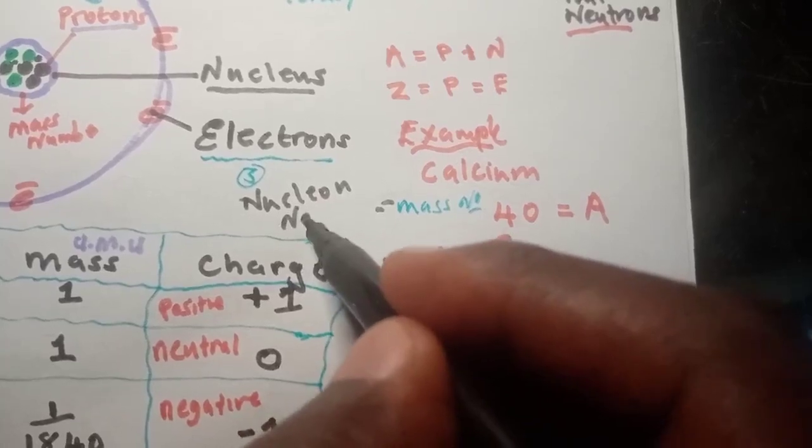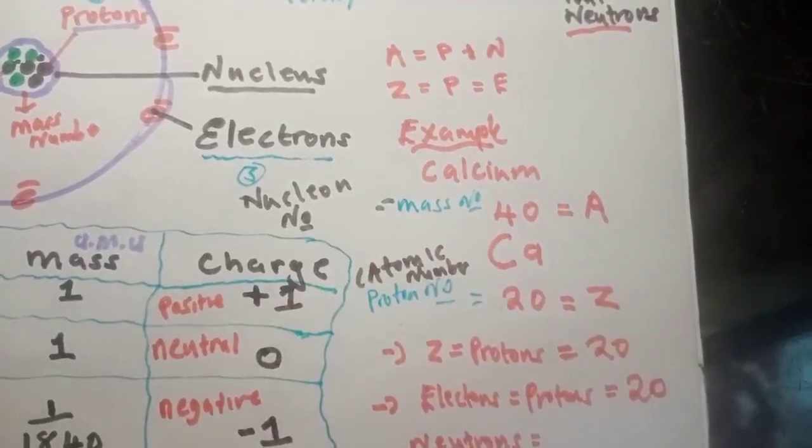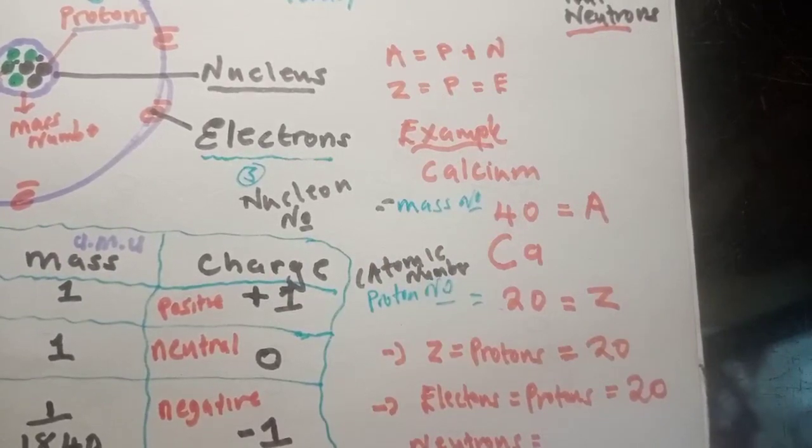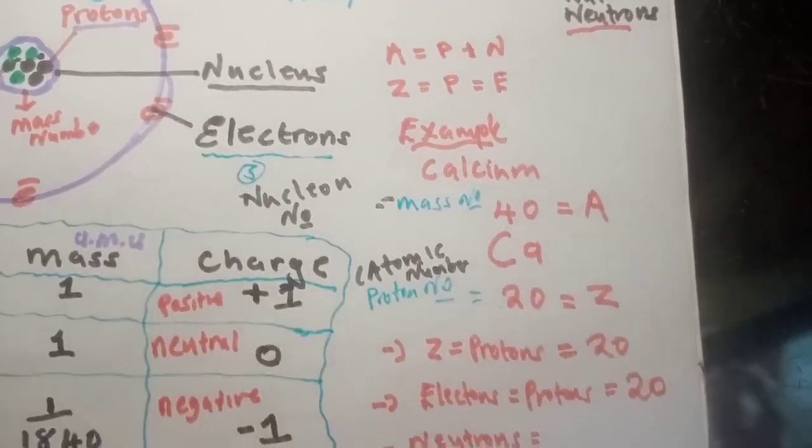So just the other terminologies, nucleon number. What's the nucleon number? I simply mean the mass number, which is the 40. What is the proton number? It is the one down, which is the 20. What is the atomic number? Atomic number and proton number are simply the same thing.